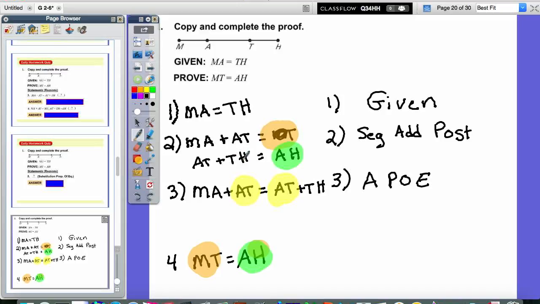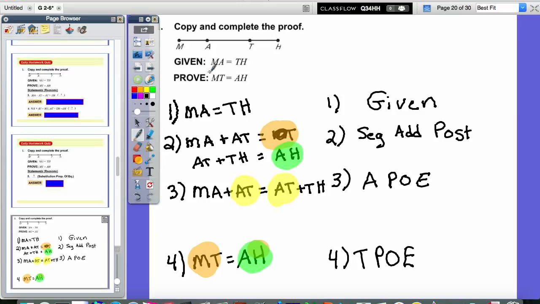And when I have a bunch of things equal to each other, I'm probably dealing with the law of syllogism. MA is equal to MT, right? And MA plus AT is equal to AT plus TH. So this is equal to this, and this, and this. Everything's equal to each other. That is the transitive property of equality.